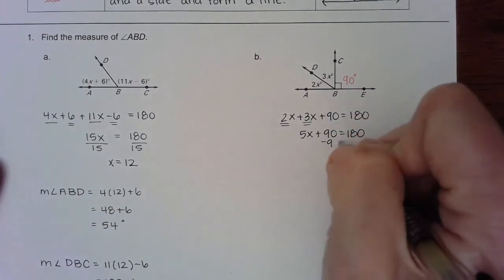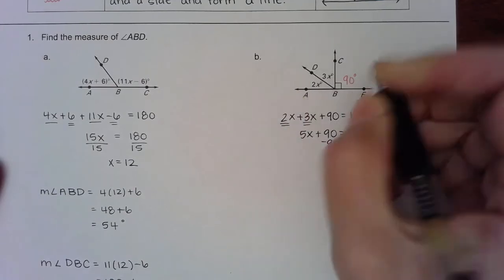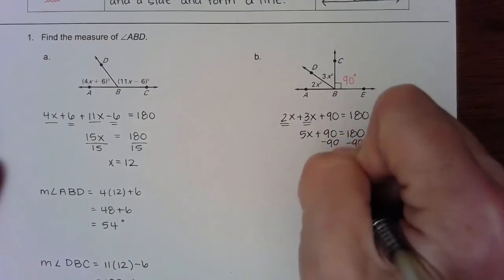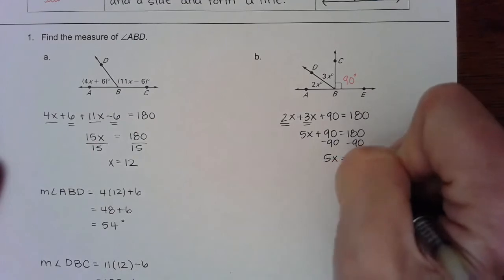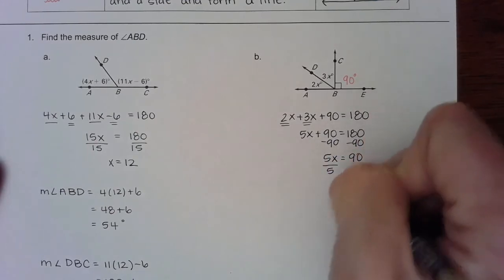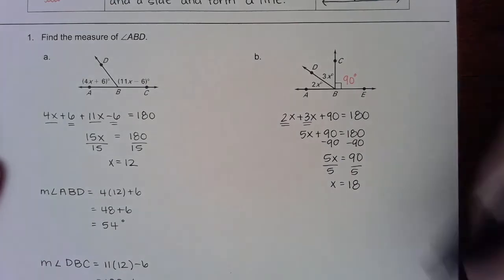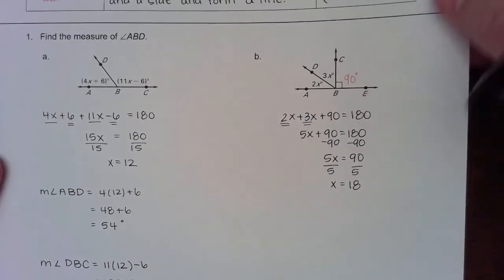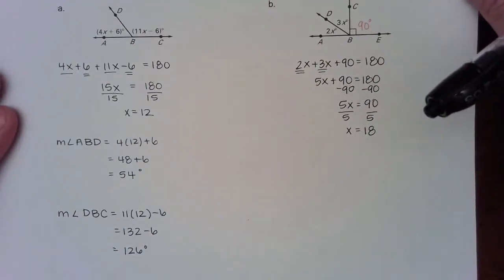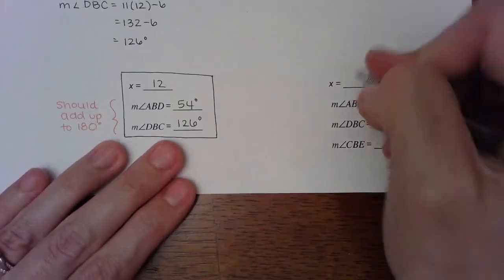Anytime two angles make a straight line, or in this case three angles make a straight line, you can set them equal to 180, and then you can solve for x from there. So I'll get x is equal to 18, and then knowing that x is equal to 18 will let me solve to find the angles that I'm looking to solve for.